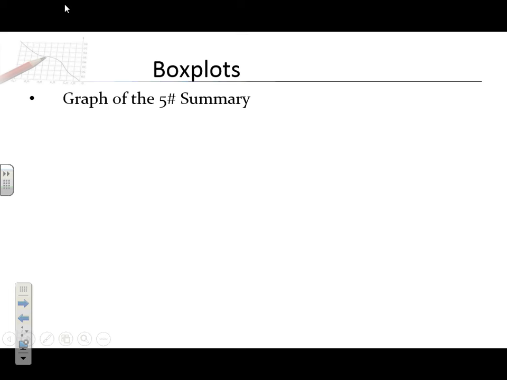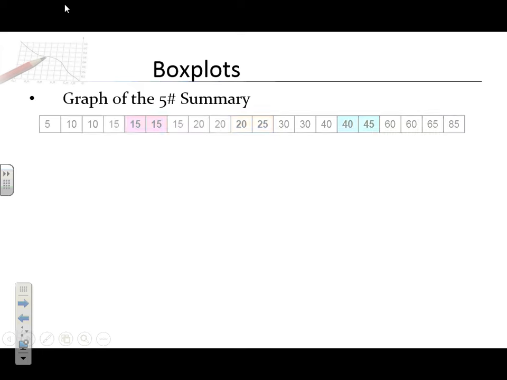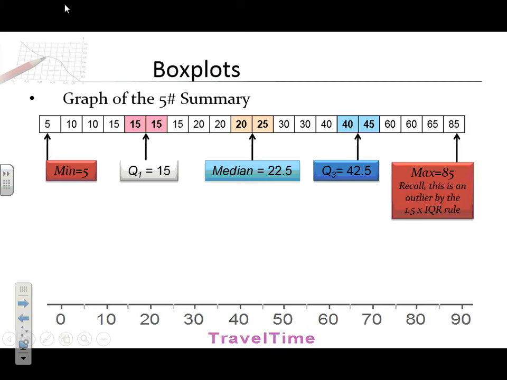When you create a box plot, you are basically just graphing the 5-number summary. You're taking those 5 numbers, putting them into a display, and connecting them with a box and some lines. So if you're given a set of data, the first thing you'd have to do is calculate your 5-number summary. So you need your min, max, quartile 1, quartile 3, and median. Okay?